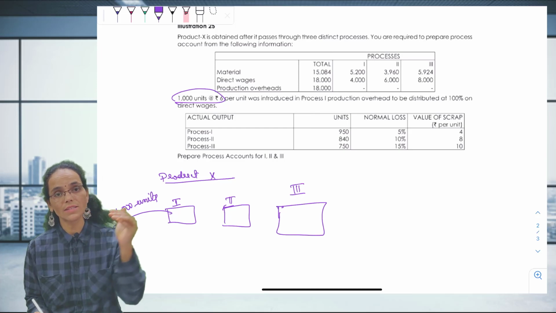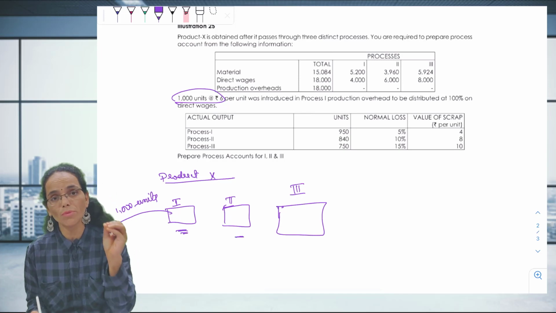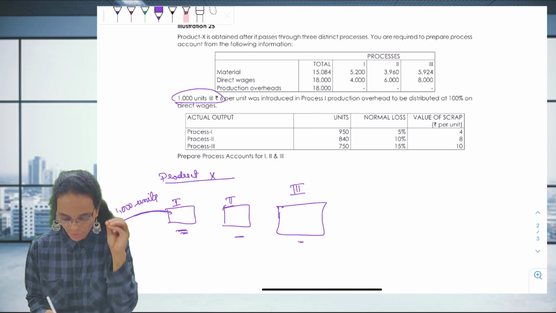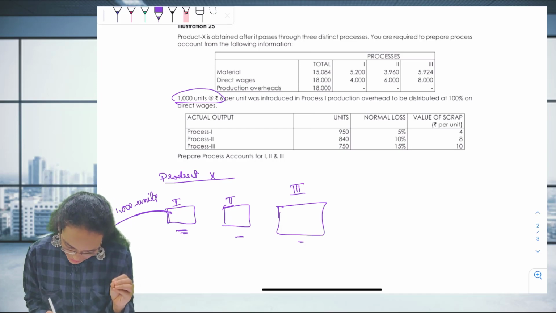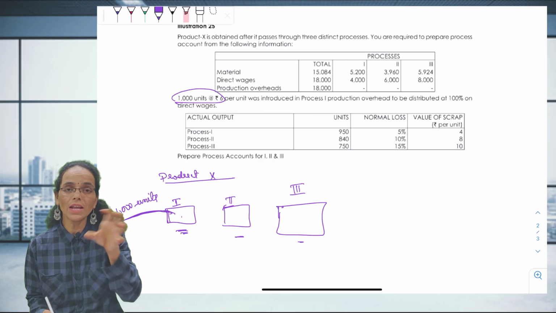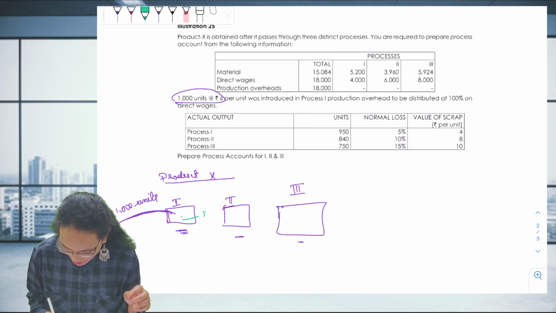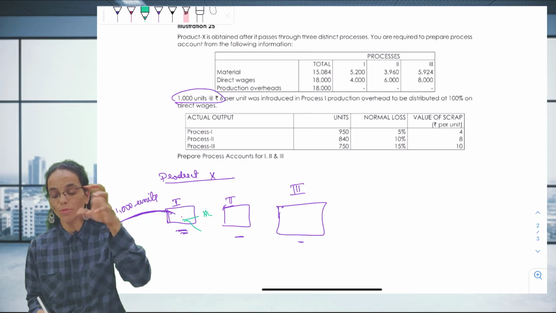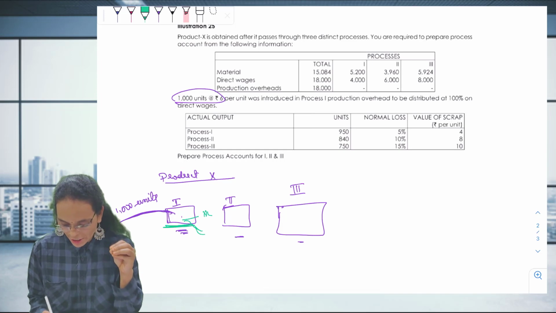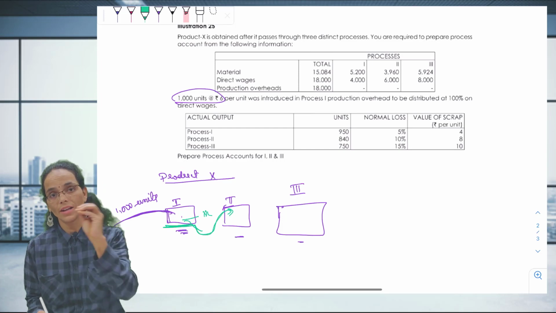The product X undergoes 3 processes, process A, process B, process C. Initially we have introduced 1000 units in process 1. The input we have given is processed in process 1. After that, there are 2 elements: one is the normal loss, the other is the output from process 1. This process 1 output is the input for the next process. In the sense, from here the data moves to the next process.